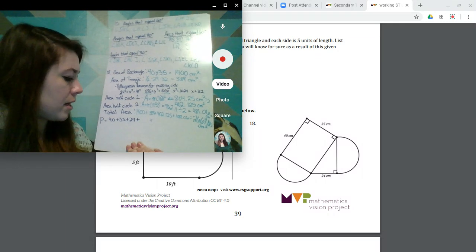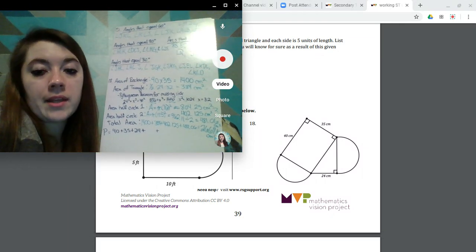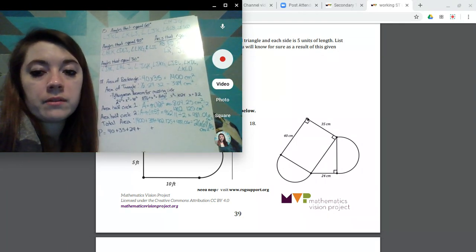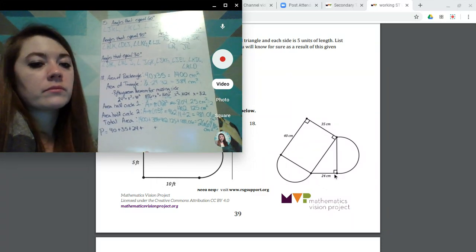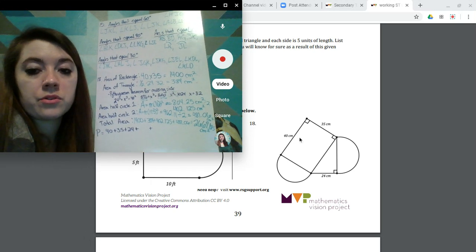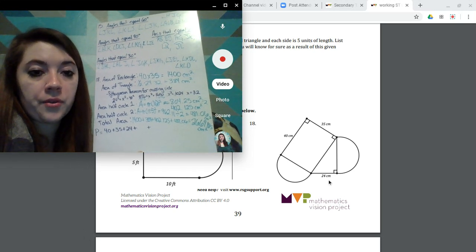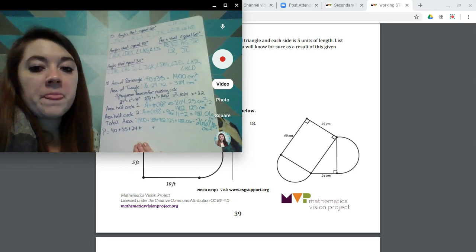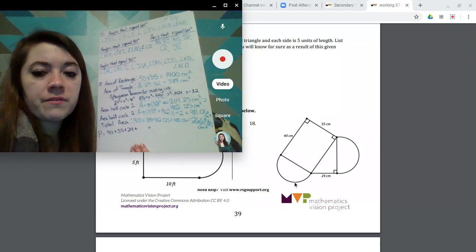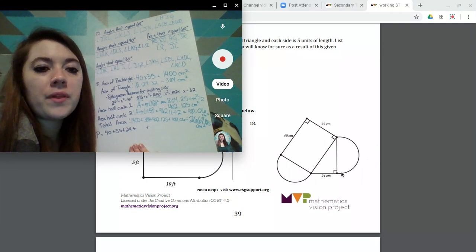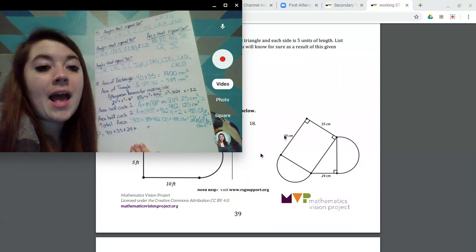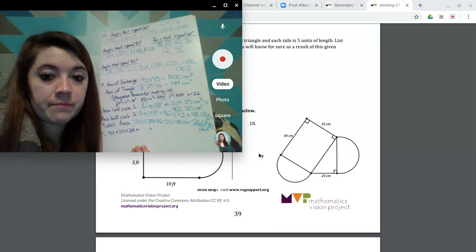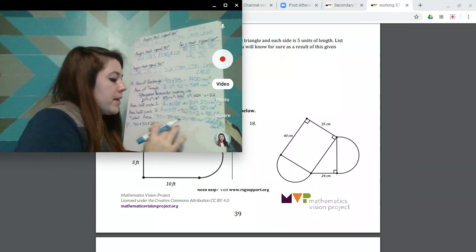Now, to find the perimeter, we have to add all the lengths on the outside. So we've got the 40, we've got the 35, and we have the 24. Those are already given to us, so I started by writing all those out. Now, the other 2 parts are the curves of our circle. What that means is we need to find the circumference of each of those 2 circles and then cut it in half.